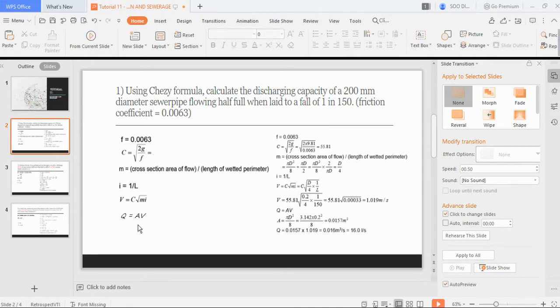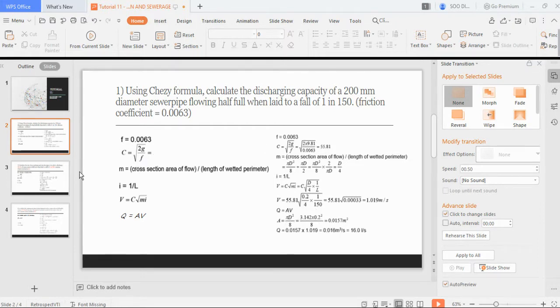You know that in water, Q is always equal to AV. This is very important. When you're talking about flow of water, Q is equal to AV, and A is the area of your pipe, which is half full, pi d squared over 8. You multiply by your velocity, and with that you get your Q, which is your discharging capacity, equal to 16 liters per second. This area is the half full area of the diameter of your pipe, which is pi d squared over 8.